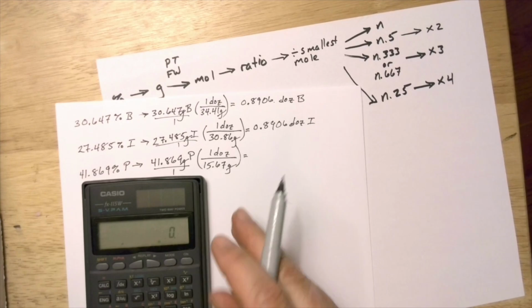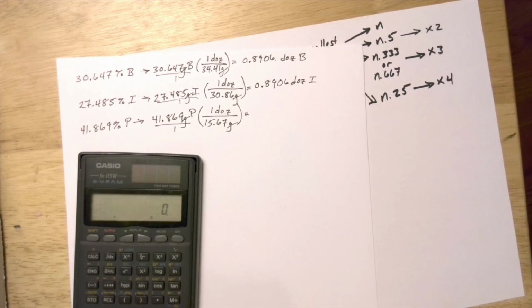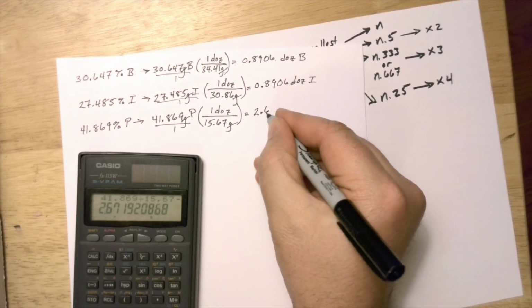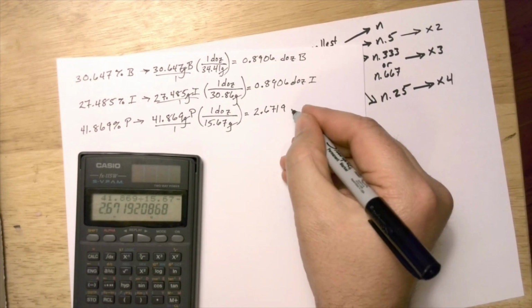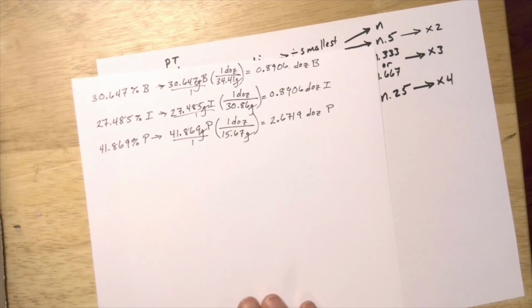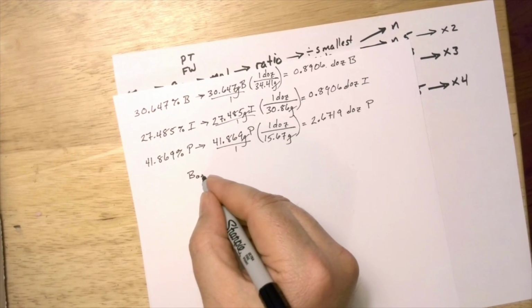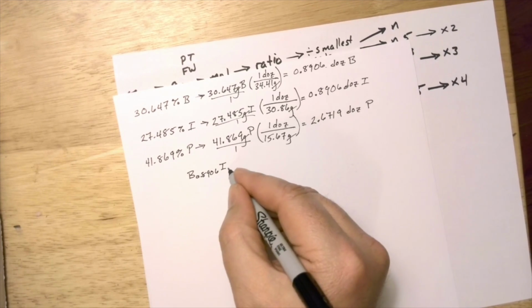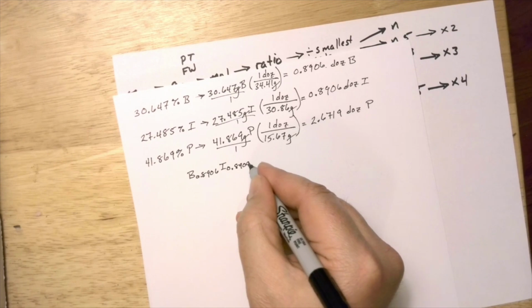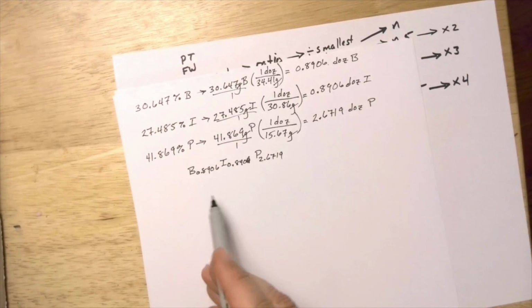And then for the last one, we have 41.869. I want to divide it by 15.67. And that comes out to be 2.6719 dozen of paper clips. So technically, that is our formula. And that would be where the formula would be binder clips 0.8906, index cards 0.8906, paper clips 2.6719. Thing is, that doesn't make a whole lot of sense.